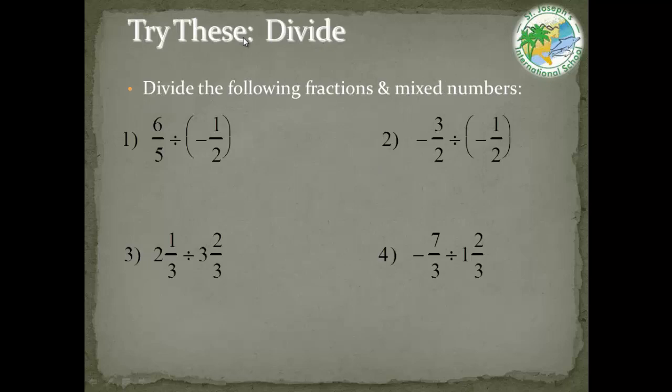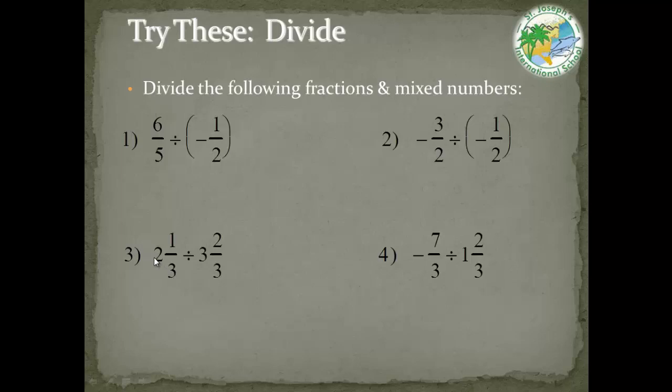Try this. Divide the following fractions, mixed numbers. Okay, before you start the answer you should remember how to change a mixed number into an improper fraction: denominator times whole number plus numerator, so 3 times 2 plus 1. You should change mixed numbers into improper fractions before starting. Okay, for these fractions, change them into improper fractions.